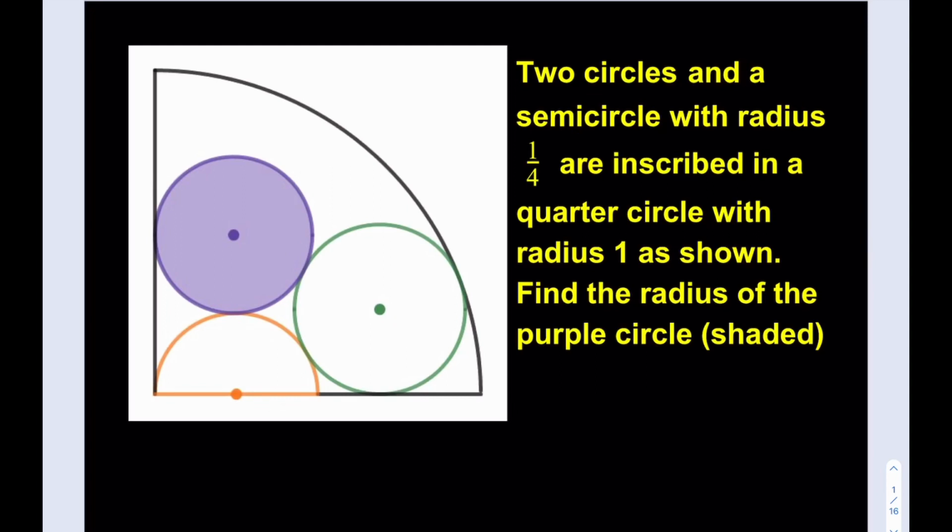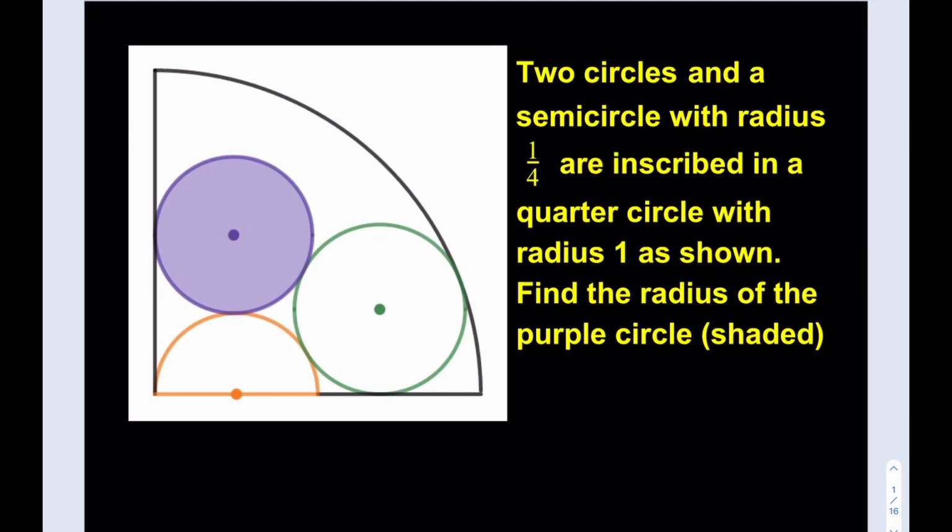Alrighty. So we do have a quarter circle with radius 1. And here's the plan. To find the radius of the purple circle, we're going to find the radius of the green circle first, and then we'll work with that. Okay? So let's go ahead and get started.